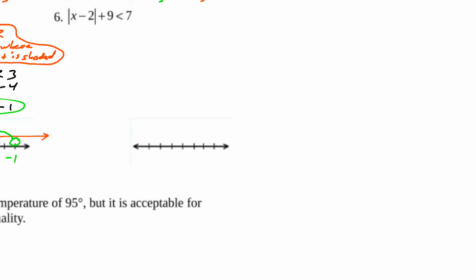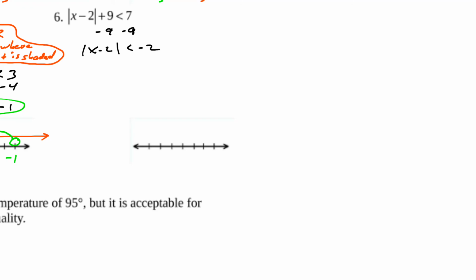Let's look at number 6. So again, the first step is to get the absolute value all by itself. So we are going to subtract 9 on both sides. That gives us the absolute value of the quantity x minus 2 is less than 7. Take away 9 is negative 2.